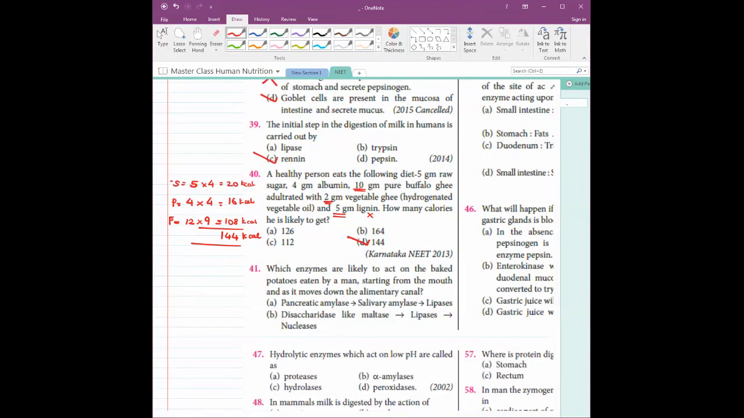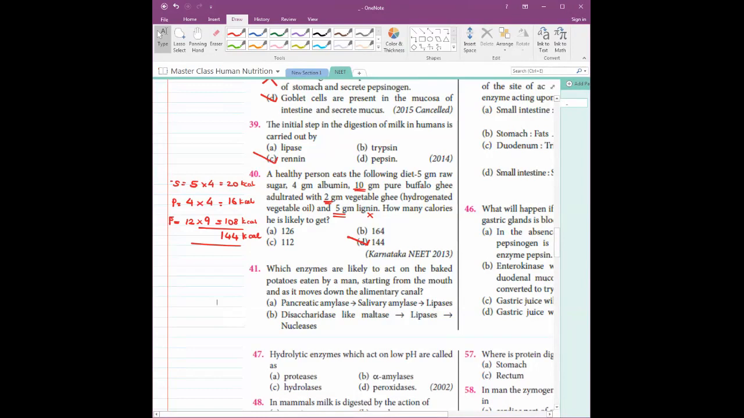Instead of lignin, they could also have given you cellulose. Then will you consider cellulose? No. Why? Because we don't have the enzymes to break down cellulose. Yes, these kinds of questions are asked, guys, and that is why you need to be prepared with all these kinds of questions. These are understanding based questions. I hope everybody has understood, guys.